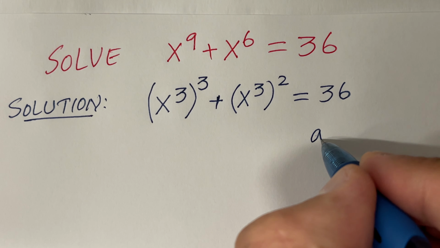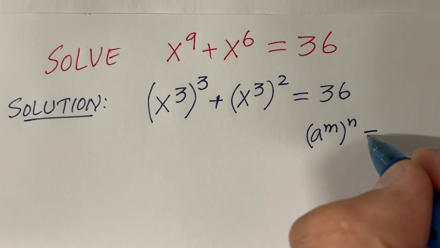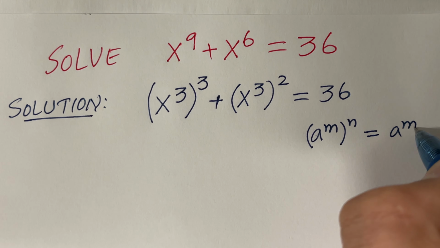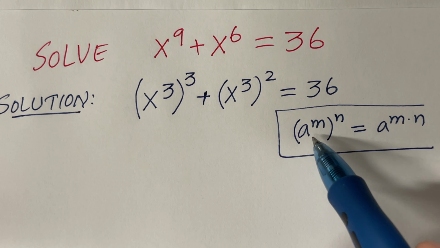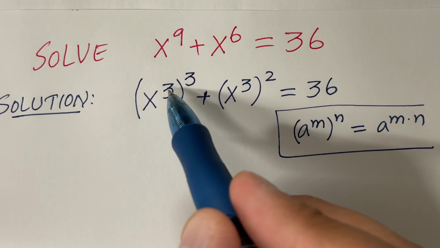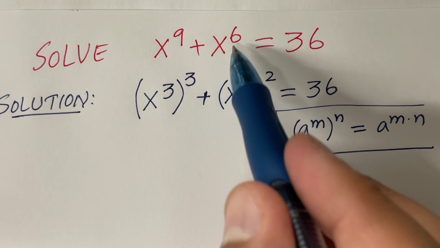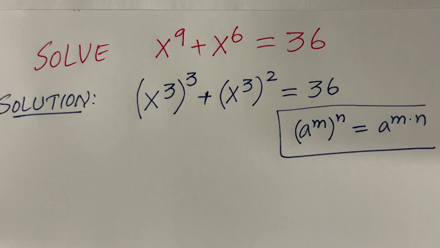We have this property of indices that says (a raised to the power m) raised to the power n is equal to a raised to the power m times n. So if you have powers like this, then you just multiply the exponents. So 3 times 3 is 9, 3 times 2 is 6. By using this property, the given equation can be written in this form.